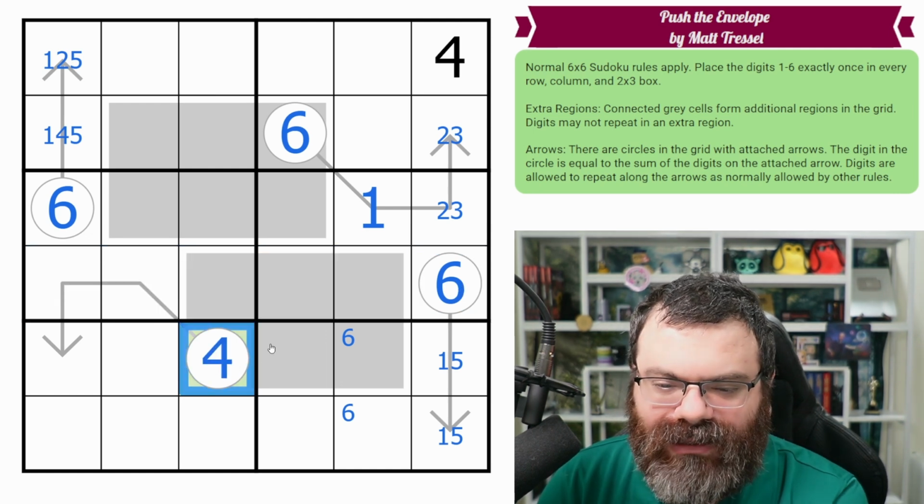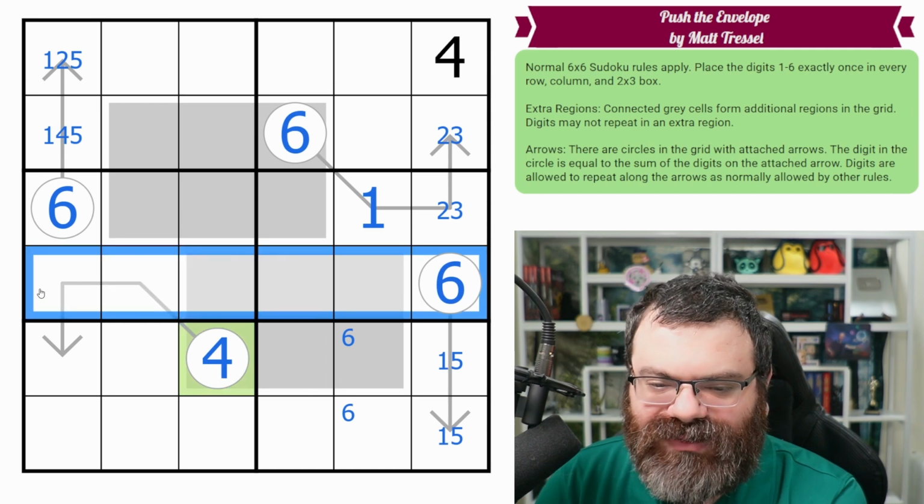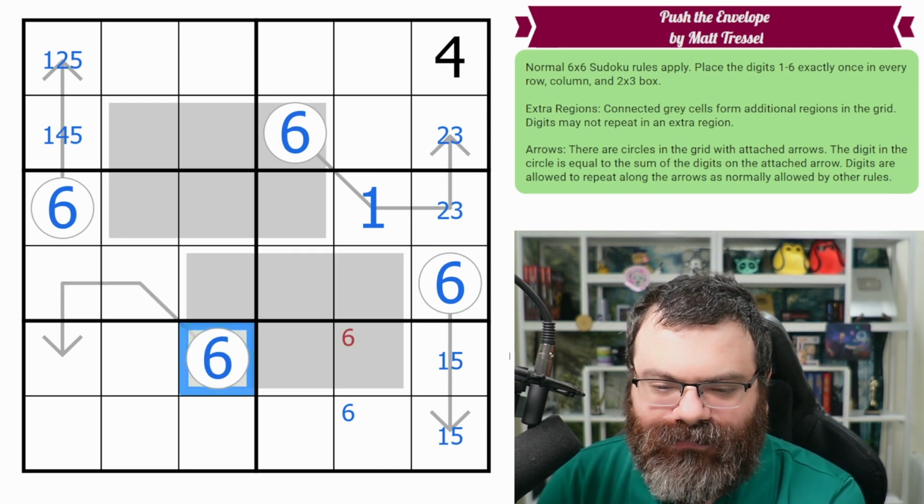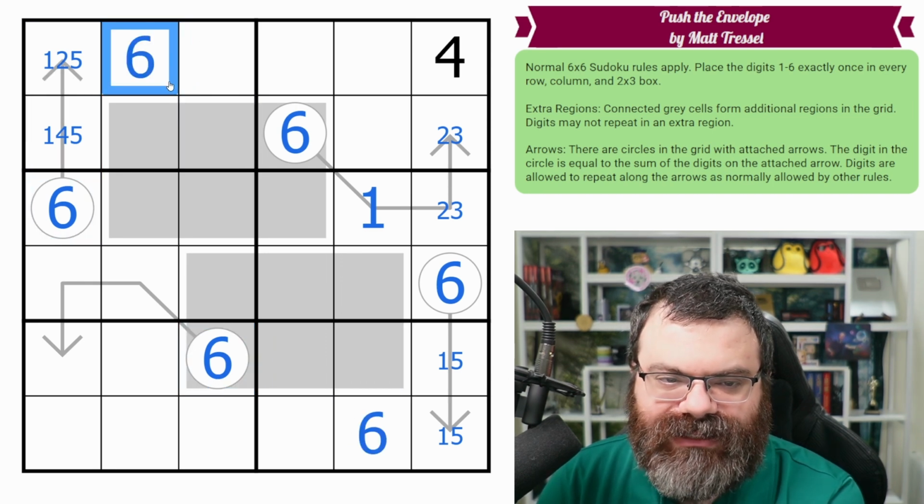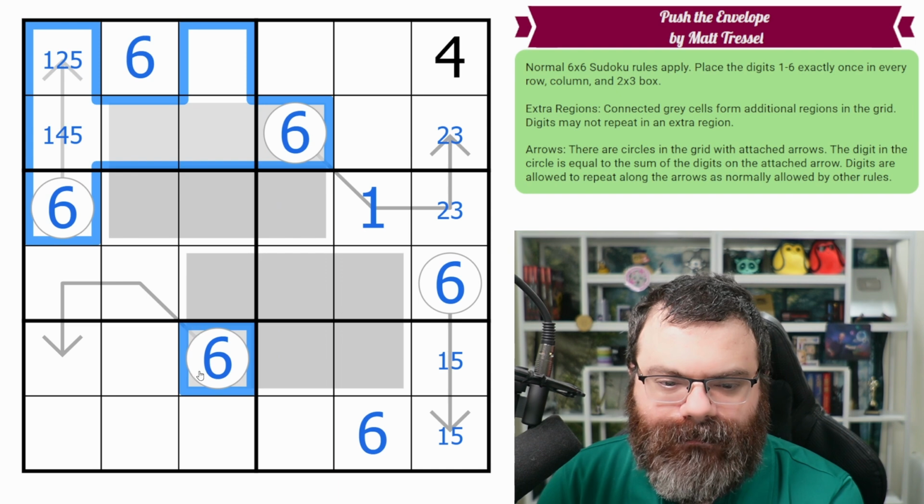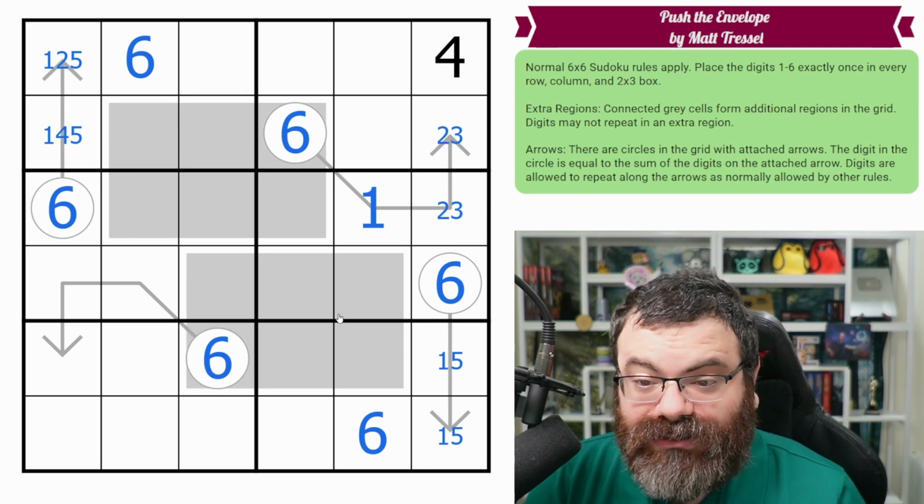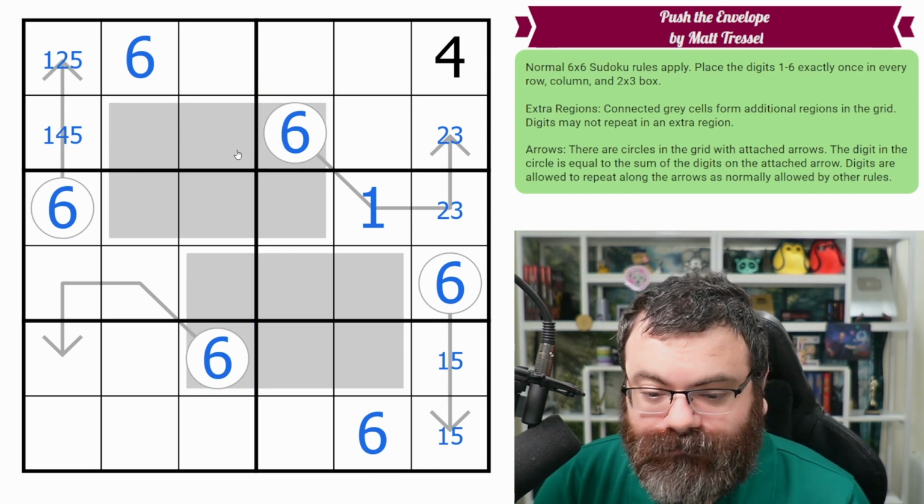If this was a 4, it would mean that we could not place a 4 in this row at all. If this was a 5, we could not place a 5 in the row at all. So it has to be a 6. And that places this 6, and oh yeah, it places this 6 as well. All these 6s looking in like that. Okay, so all the circles are 6. Nice. So what do we do next?